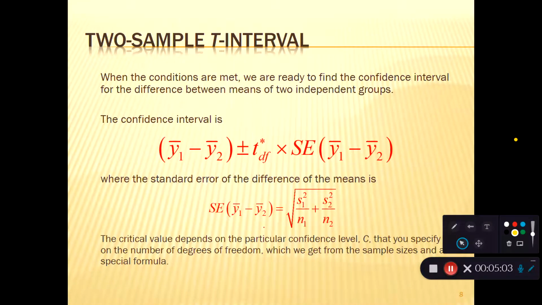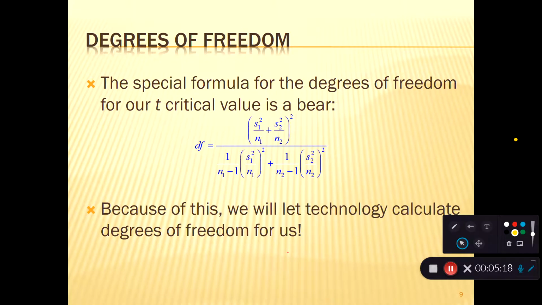Okay, so now the critical value depends on the number of degrees of freedom. It's a little more complicated than what we were looking at before. The last time, when we were dealing with just one mean, our degrees of freedom formula was easy. It was just n minus 1, the sample size minus 1.